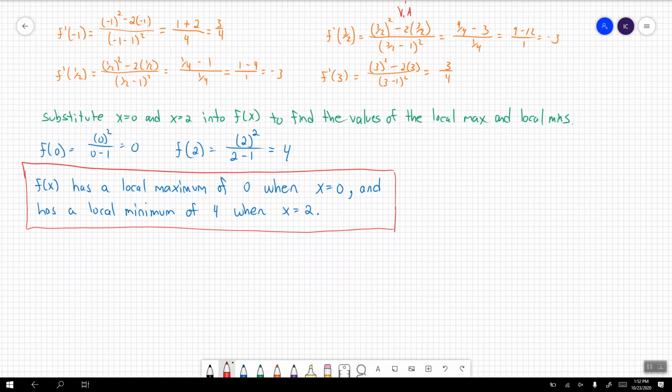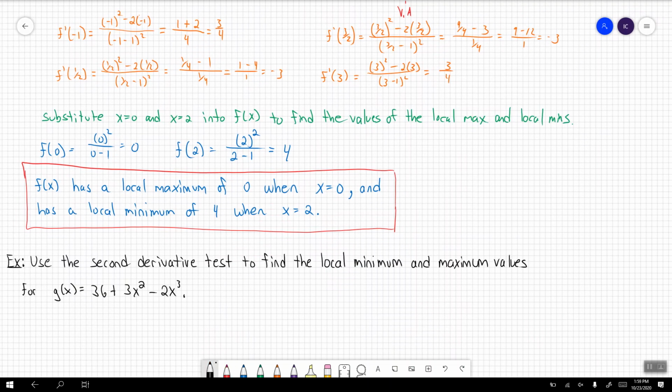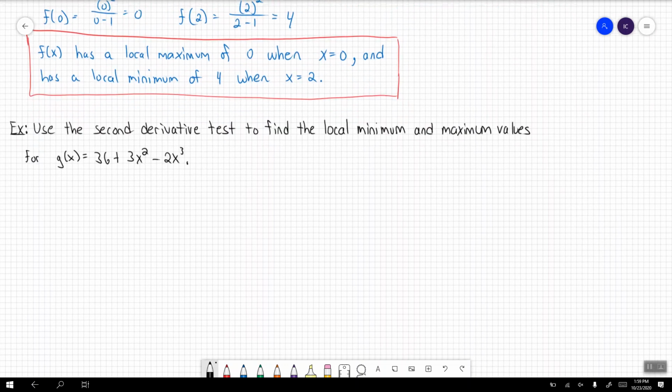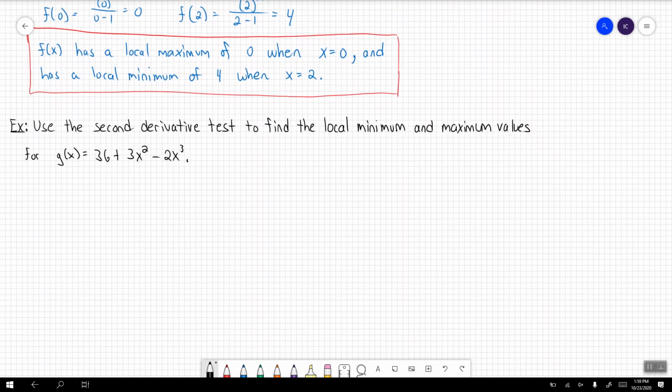Perfect. So let's go through and let's work on the second derivative. We're going to use a different example to illustrate the second derivative test. All right, so here's an example. We want to use the second derivative test to find the local minimum and maximum values for this function g of x. And so again, just identifying that we're going to use a second derivative test is going to imply that we need a second derivative. And so that's where we start.